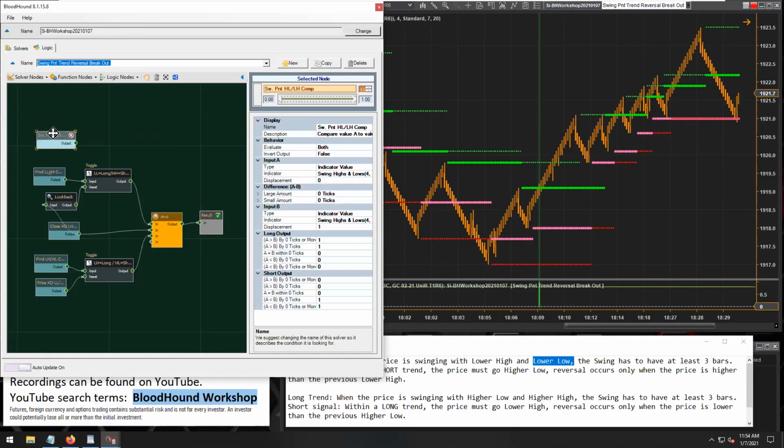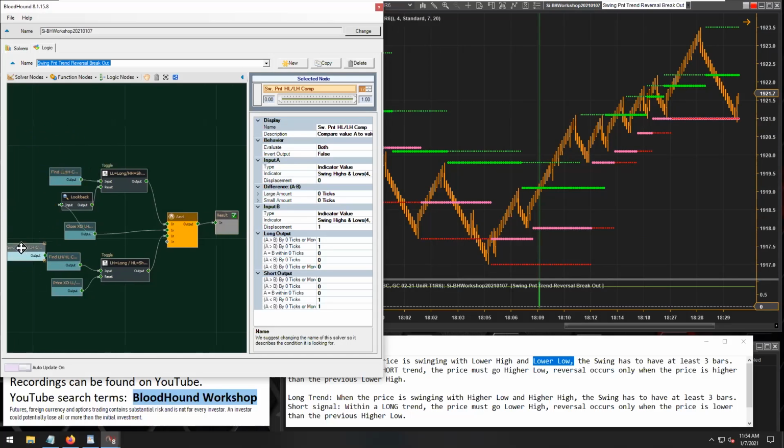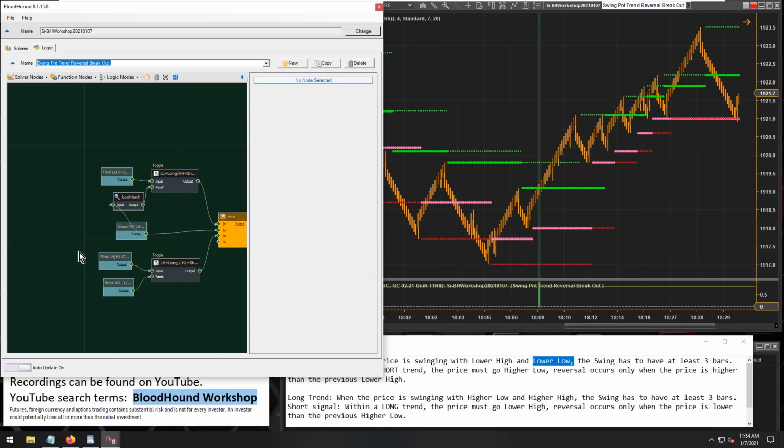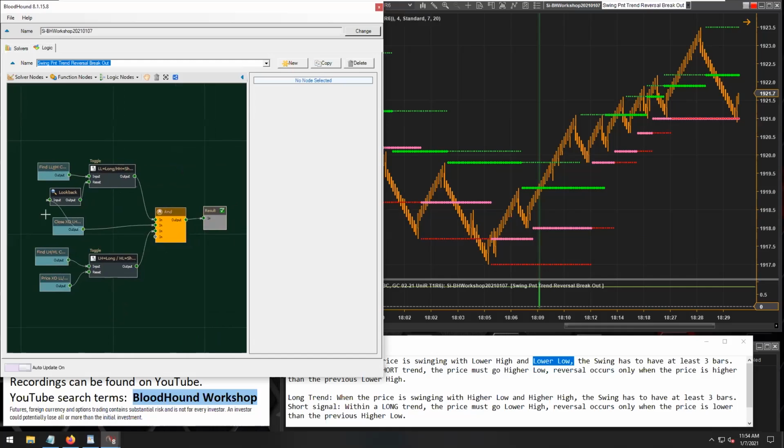Actually, okay, so we didn't actually need this solver here. Basically this solver and this solver were basically the same, just the outputs, right? The long output and the short outputs were basically reversed. So let's just get rid of this guy. So again, a good practice is to keep a clean house, right? So in BloodHound, you want to keep a clean house.